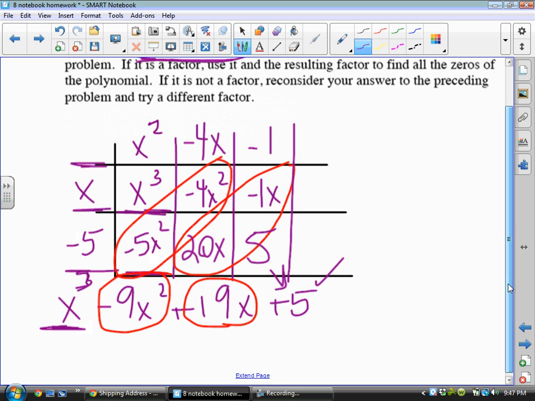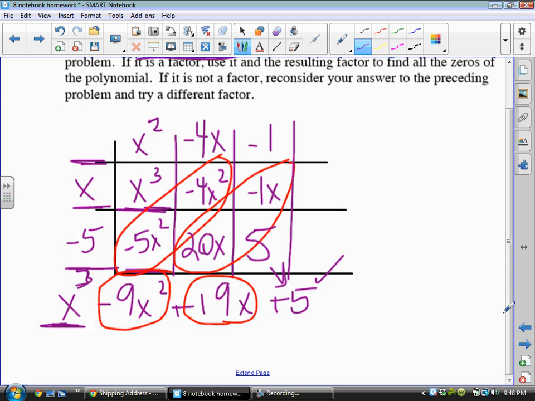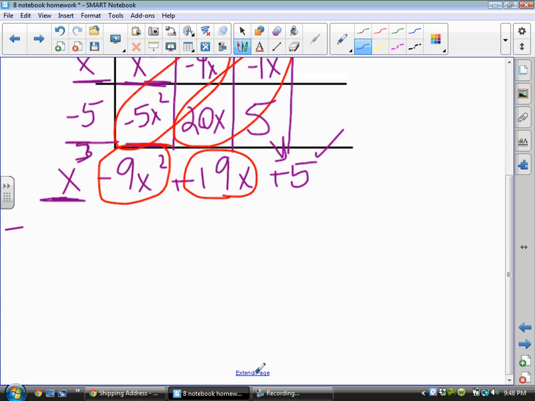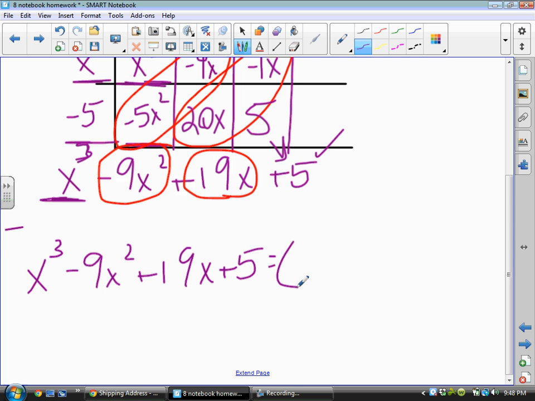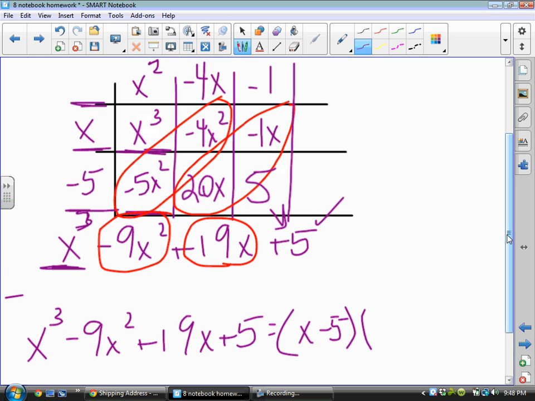So I'm going to rewrite this as the big equation equals the two factors multiplied together. And what did we get? We got on the top was an x squared minus 4x minus 1.